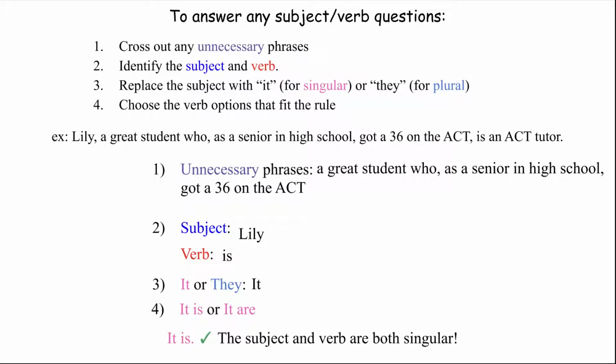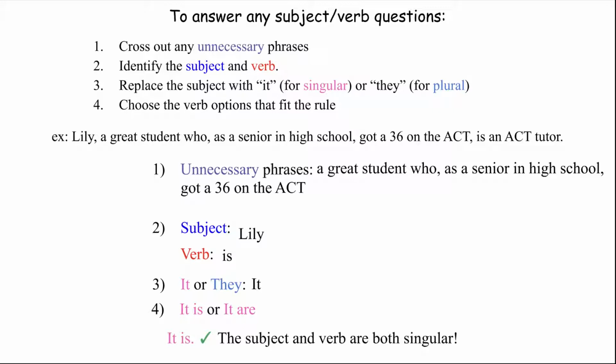When you're attacking a subject-verb question, there are some steps that you can go through to simplify it and really see just the core of the sentence to make the most educated guess as your answer choice. So the first thing you're going to do, identify subject and verb, cross out unnecessary phrases, replace the subject with it if it's singular or they if it's plural, and then choose the verb options that fit the rule. So we're going to do this with this example sentence. So in this sentence, Lily, a grade student who, as a senior in high school, got a 36 in the ACT, is an ACT tutor.